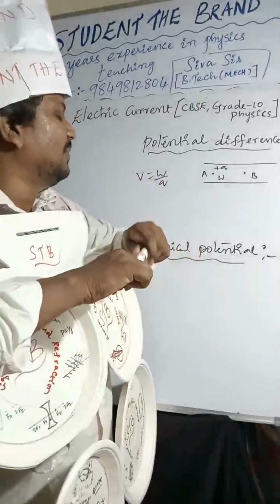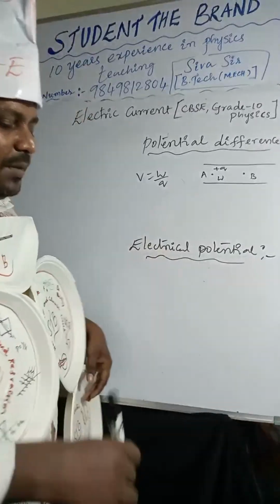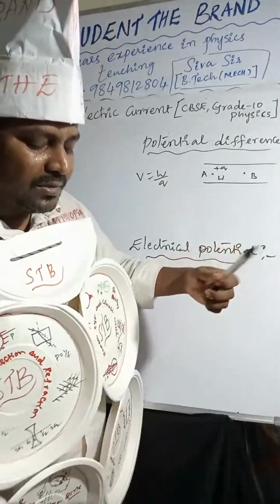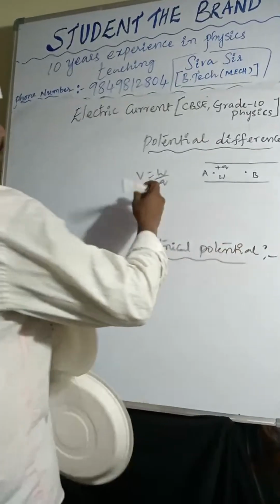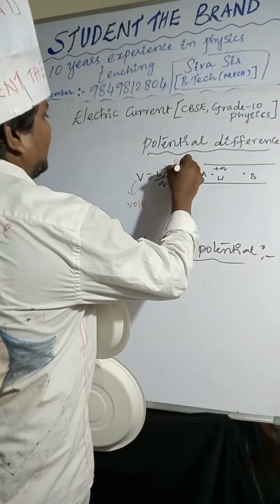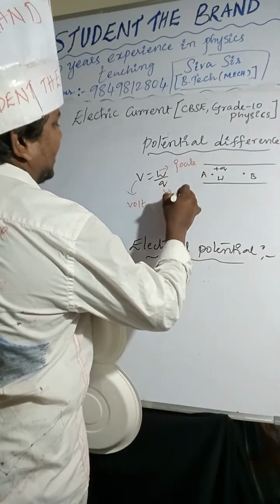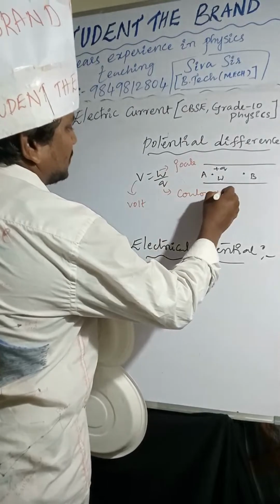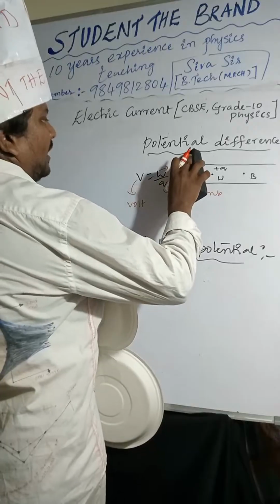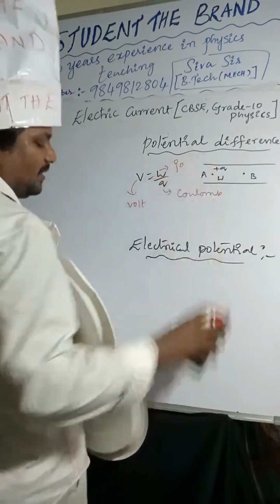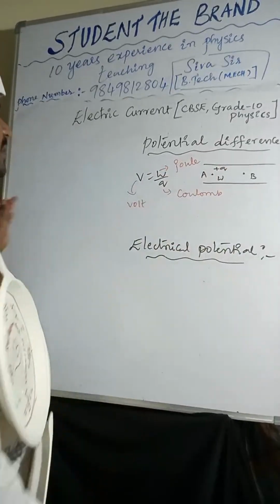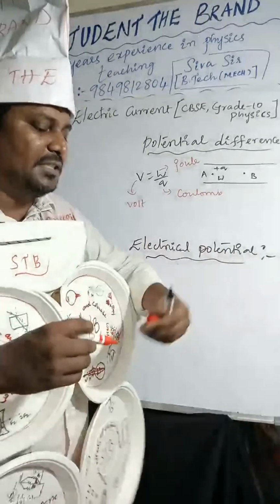The SI unit of potential difference is volt. The SI unit of work is Joule, and the SI unit of charge is Coulomb.